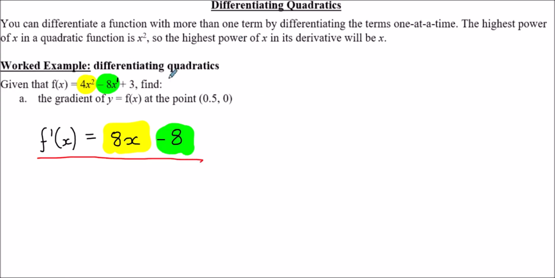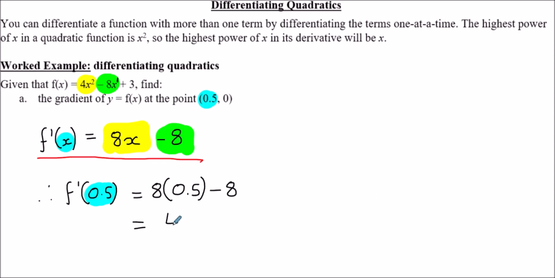So now what we can do is we can just substitute in x being 0.5. So therefore the gradient when x is 0.5, so just highlighting here that we're using x as 0.5, that's going to be 8 lots of x, so 8 lots of 0.5 minus 8. 8 times 0.5 is 4. 4 minus 8 gives us minus 4. And so when x is 0.5, we're going to have here that the gradient is negative 4.